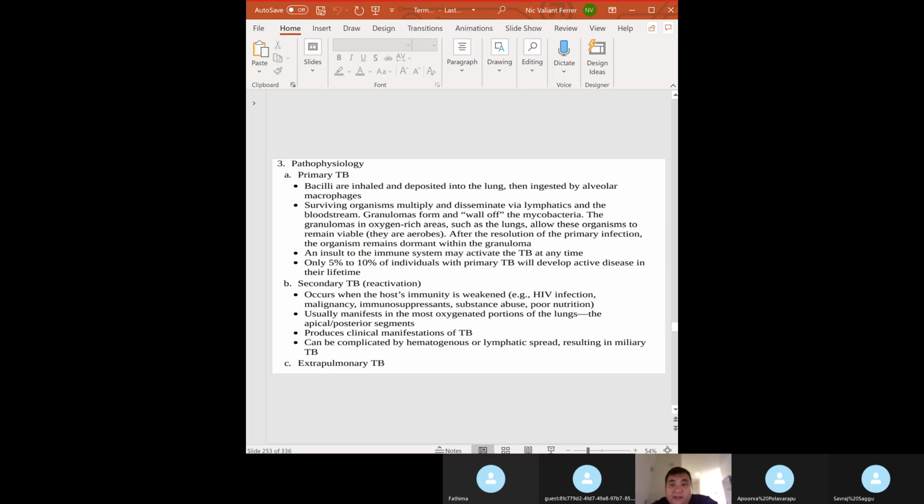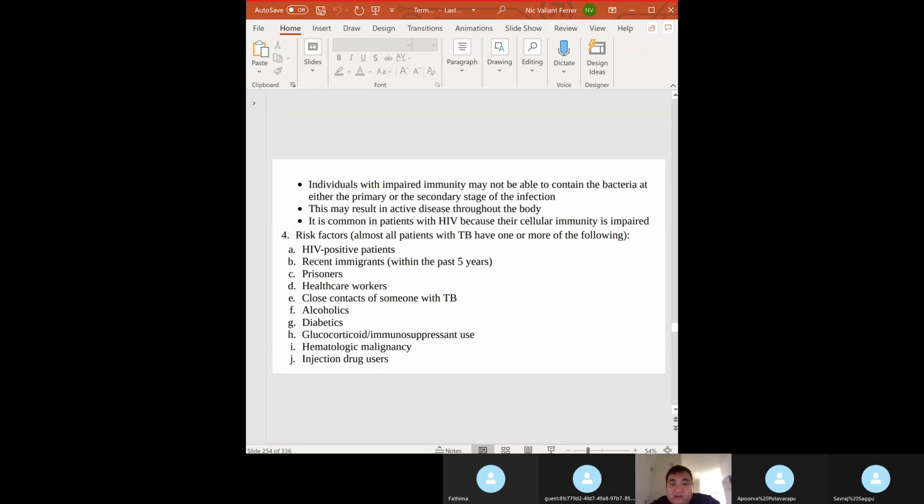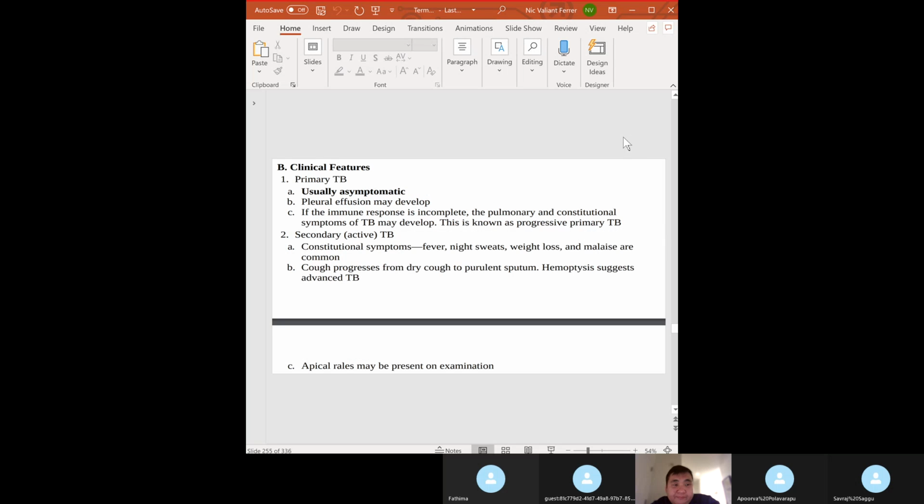Pathophys. Inhalation of the droplet, then ingestion of the M. tuberculosis by alveolar macrophages. They survive inside the macrophages. Then you have a granuloma formation to wall off the mycobacteria. Then an insult to the immune system destabilizes the granuloma formation and leads to reactivation. Reactivation only occurs when the host immunity is weakened. You can also have extrapulmonary TB. The risk factors, you can read all of that.